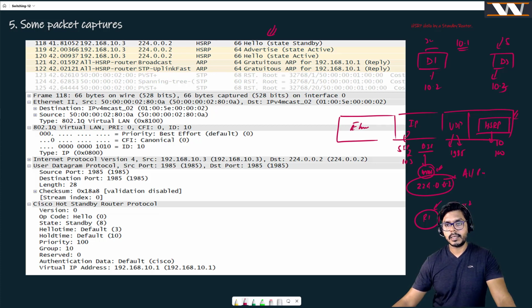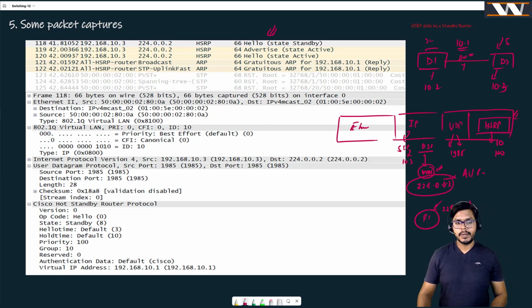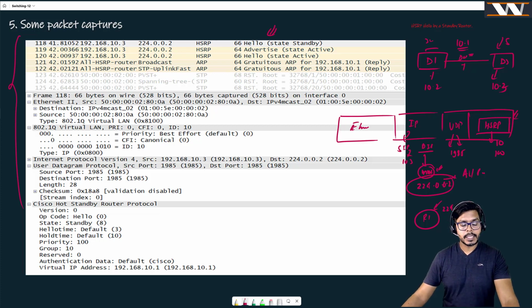As simple as that. And distribution 1 and distribution 2 switches have a trunk link. Of course, it is going to have an 802.1Q trunk. Why am I explaining all these things? So that you can understand this packet capture. Believe me, it is very, very easy.